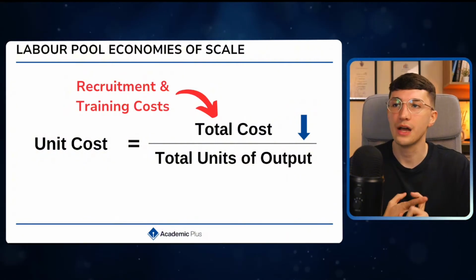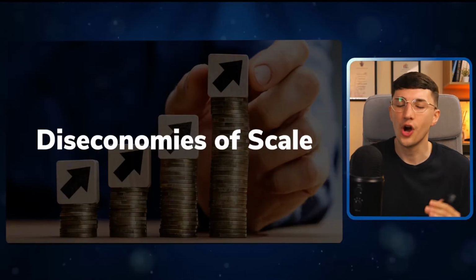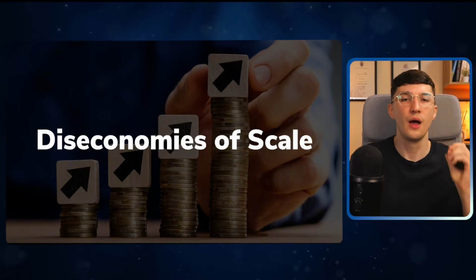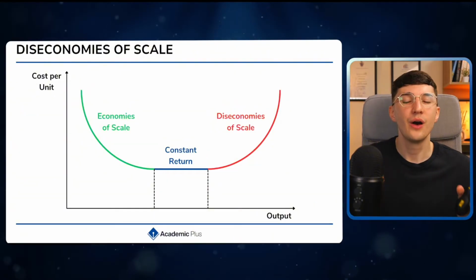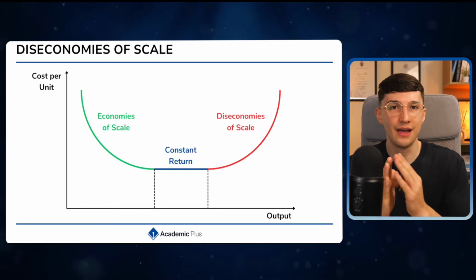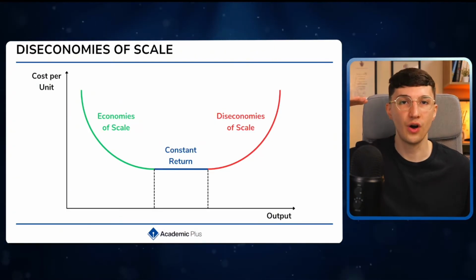Simple. Recruitment and training costs would begin to go down. Now, if you remember at the start of this session, I showed you a graph and on there was economies of scale, constant returns, but also a concept called diseconomies of scale. What we mean by diseconomies of scale, from what you can see here, is that the level of output grows too much that our cost per unit begins to rise again.